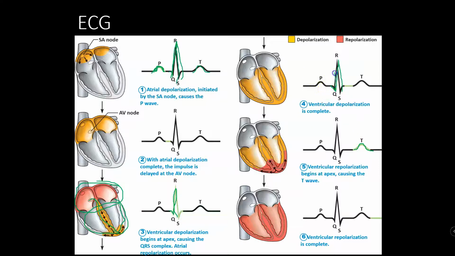So if the QRS complex is good, it means our ventricles are depolarizing like they're supposed to, and our atria are repolarized like they were supposed to. If the T wave is good, our ventricles repolarize like they were supposed to.